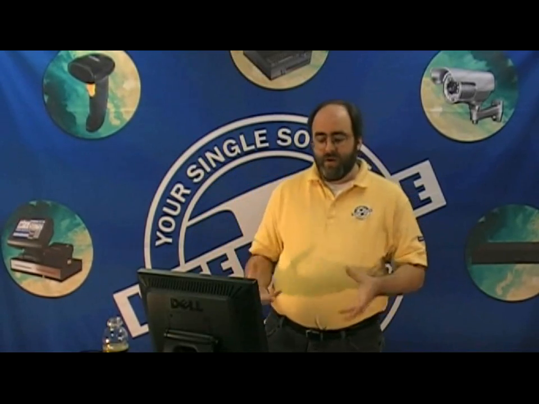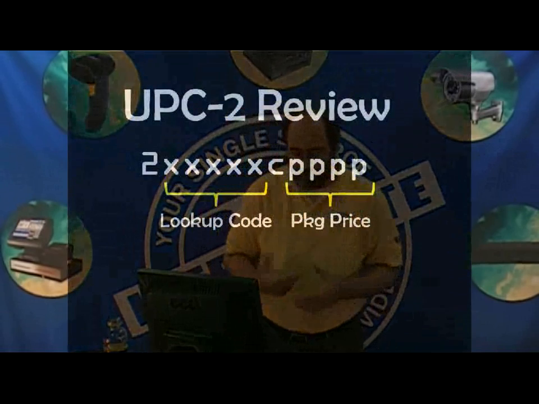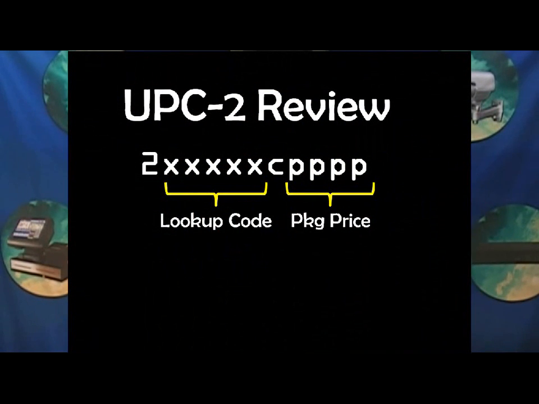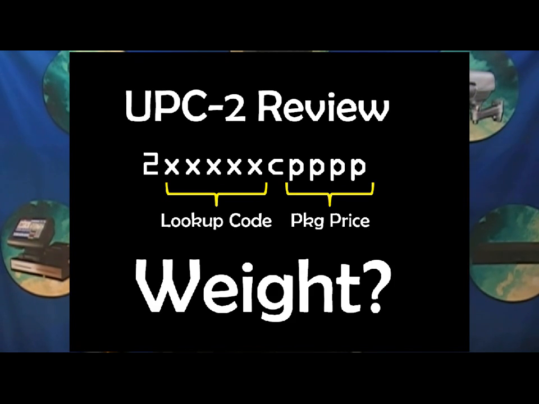First, let me remind you how the UPC item 2 works. The UPC 2 barcode contains 2 pieces of information, the item's lookup code and the dollar amount of the package, in the format of 2, then the lookup code, and then the price of the package. That's why, if you remember, when you put in a random weight PLU, you leave the last 5 digits as a 0. So, if the UPC 2 code contains only the lookup and the price of the package, how do we get the number of pounds used to calculate the discount?